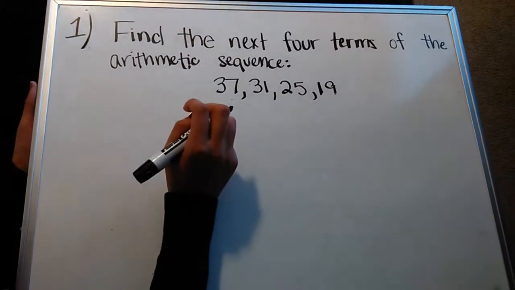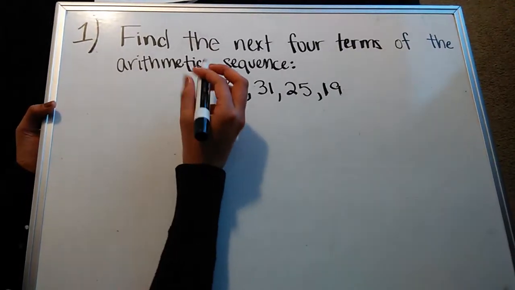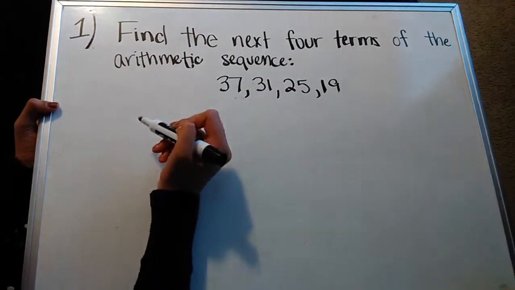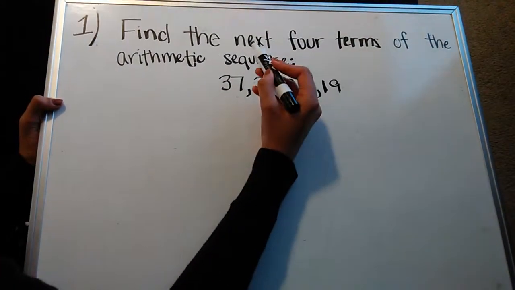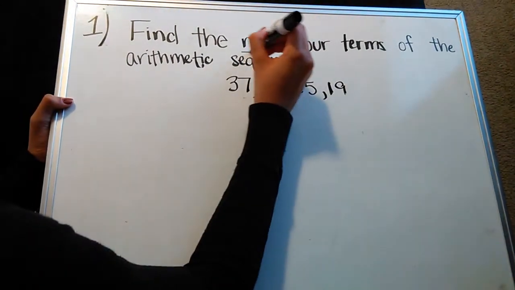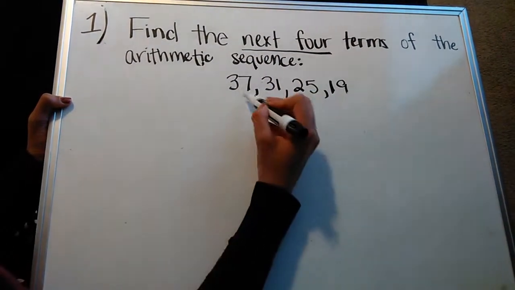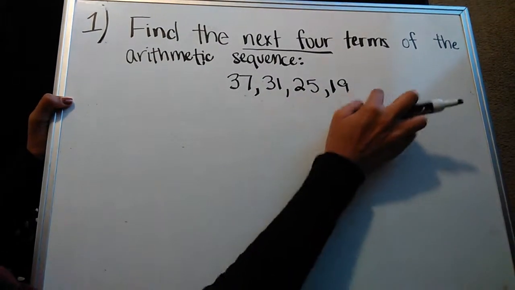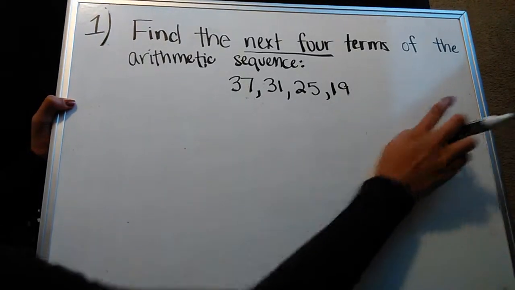So in this problem, we're looking at an example from Learning Target 1, which is basically finding the nth term of an arithmetic sequence or a geometric sequence. They're asking us to find the next 4 terms. So that basically tells you that whatever you know from the sequence you have, you take that and use it to find the next 4 terms.